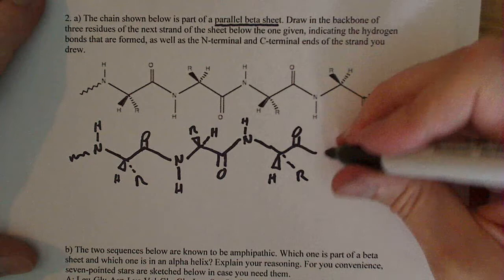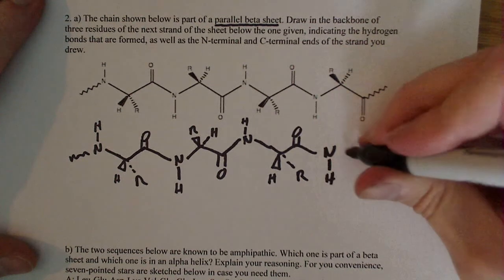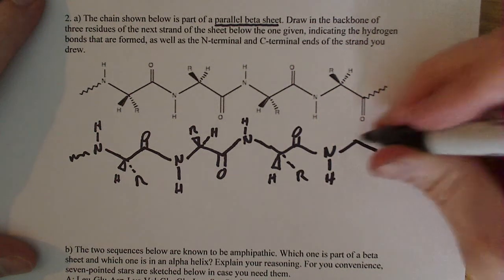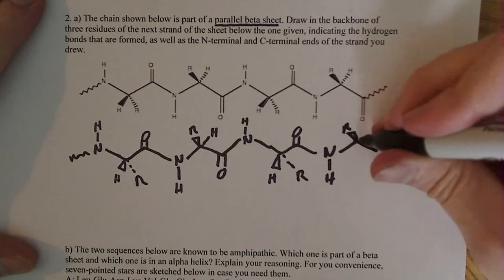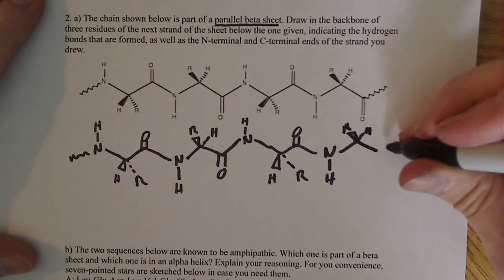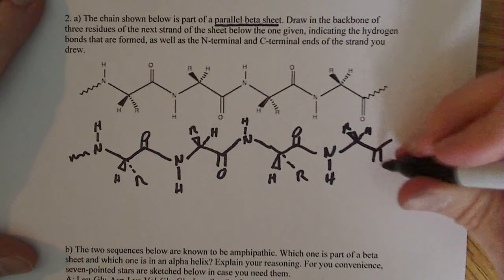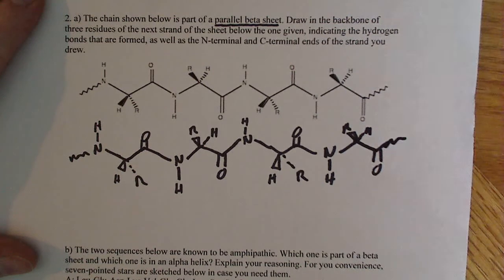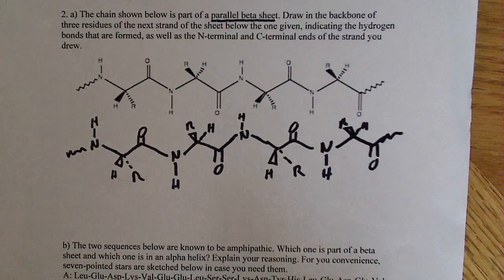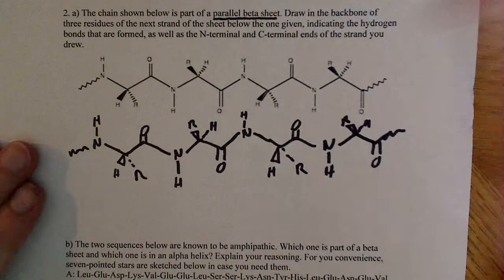So there's that. This is an NH. This is an R. This is an H. And this is a double bond O. And a squiggly line on the end here. Okay, so here's my complementary strand here that's going to pair up with this other one. Now all I have to do is show the hydrogen bonding. So I'll show my hydrogen bond here.